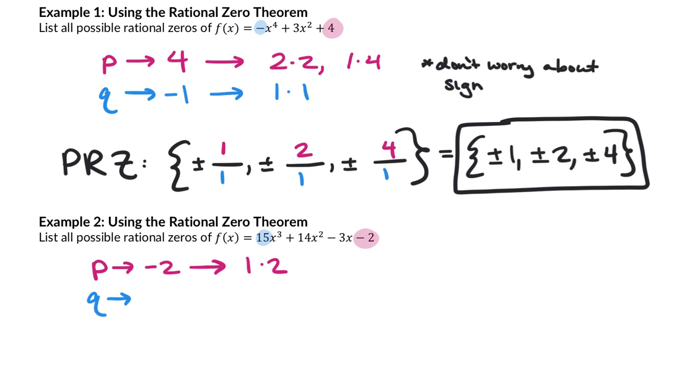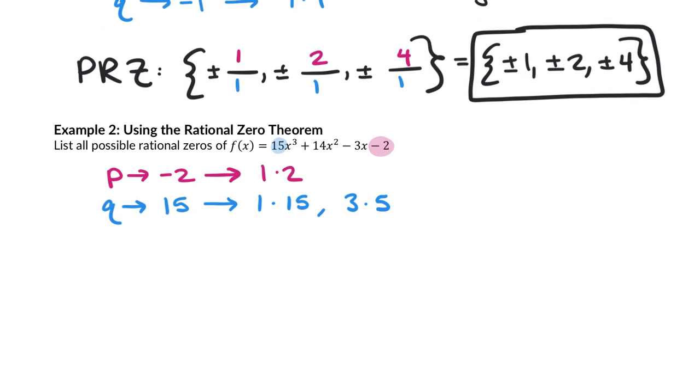All right, let's do the same for q. What is my leading coefficient? 15. And let's write this list in an organized fashion. What's the smallest number that can pair? 1 times 15. What else? 3 times 5. I like to do this in number order so that I make sure I get all of them. Okay, we need to make the combinations of all of these numbers for our list of possible rational zeros. This list is plus or minus 1 over 1.